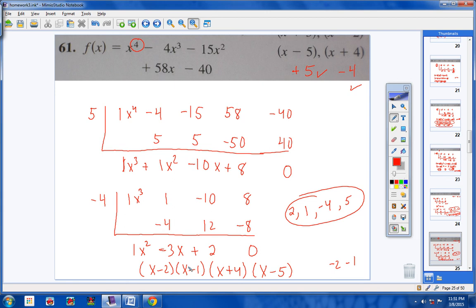Alright. Not too bad. Let me go ahead and check this in the back of the book real quick. Make sure we're not making a little mistake anywhere. And we are good. Moving on to number 63.